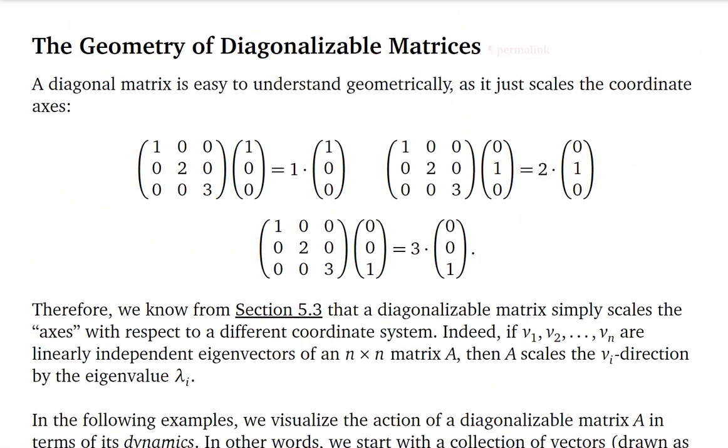The geometry of diagonalizable matrices is very interesting. It just scales the coordinate axes. Now there is a new coordinate system, right? The eigenvectors are creating a new coordinate system, but that diagonal matrix is just doing the scaling along those different axes. So it really is interesting geometry.